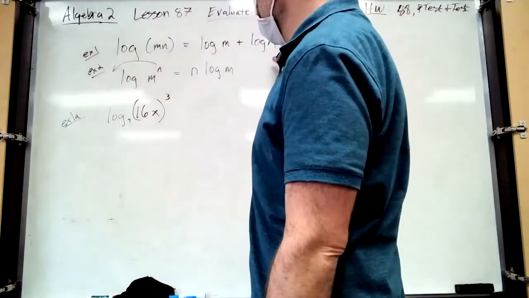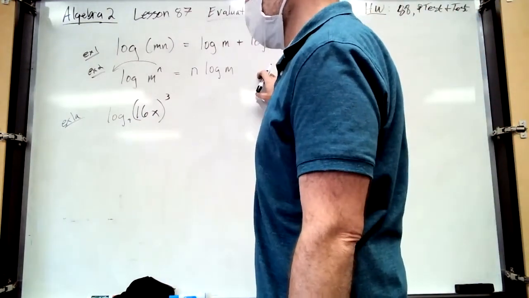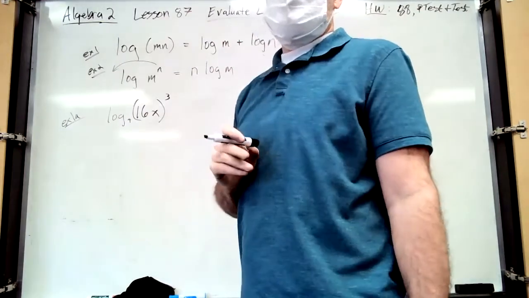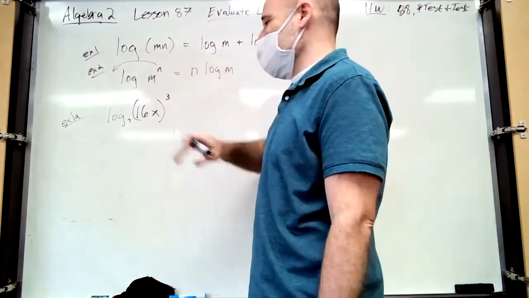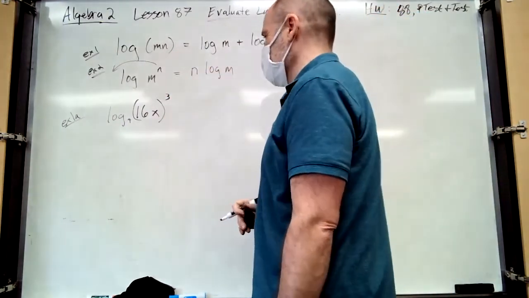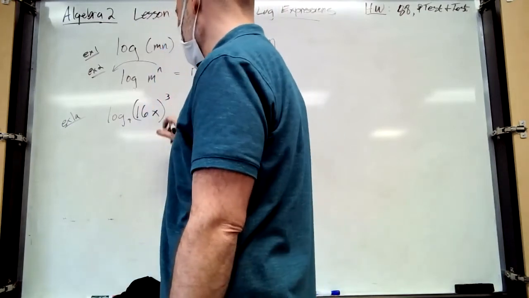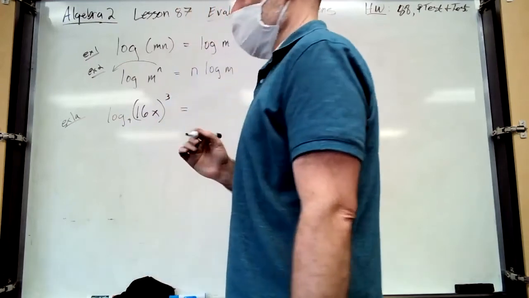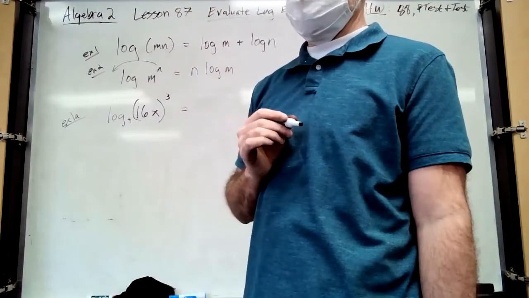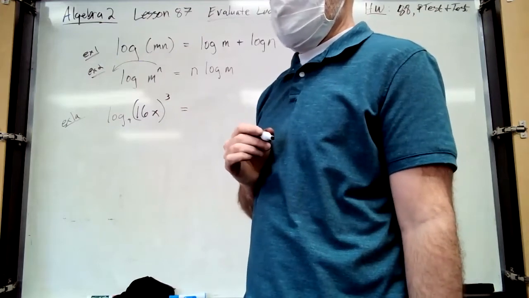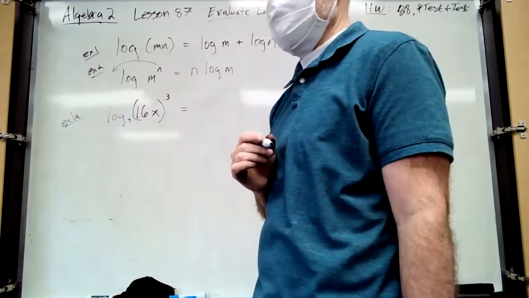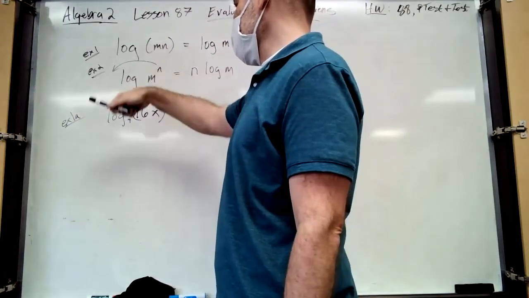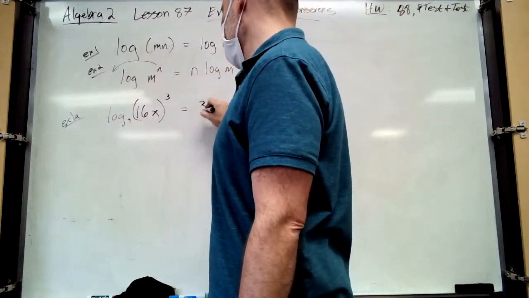What do you want to do first? What makes sense to do first? You're going to have these two functions. Which function in your gut do you want to do first? What comes first, multiplication or exponents? Exponents. So let's deal with that 3. What do you do with that 3? Are you just being shy? Yeah, definitely. So what do you do with that exponent? Put it on the other side of the log. Put it in the front.